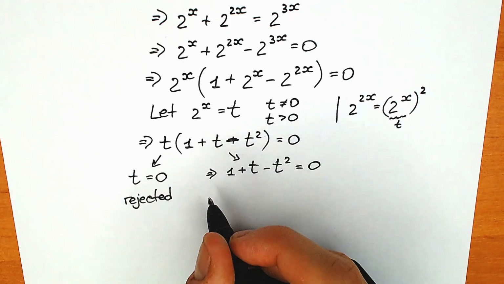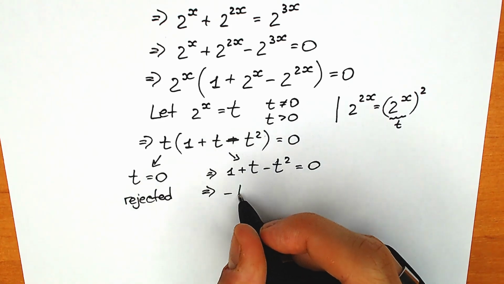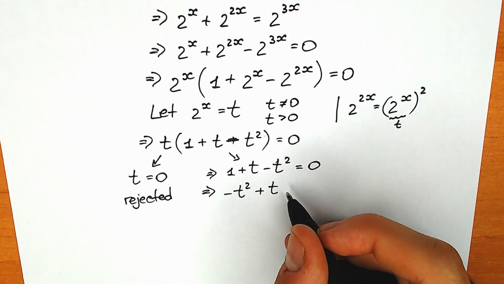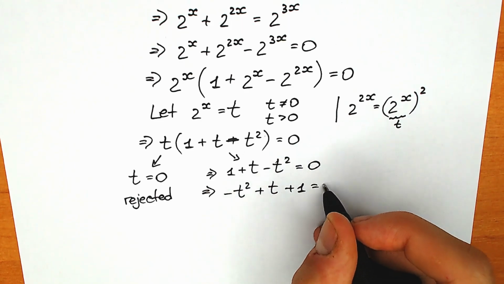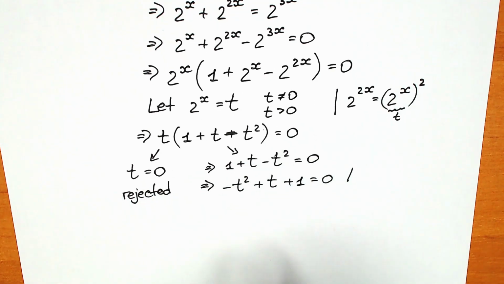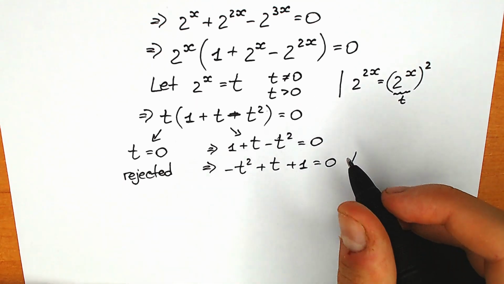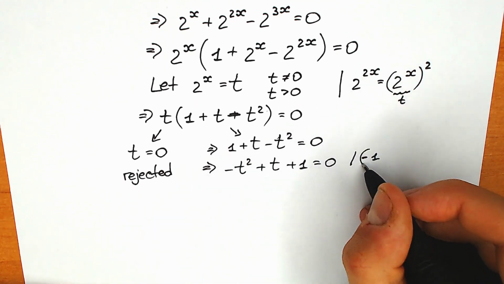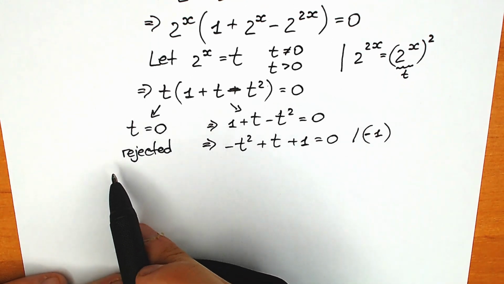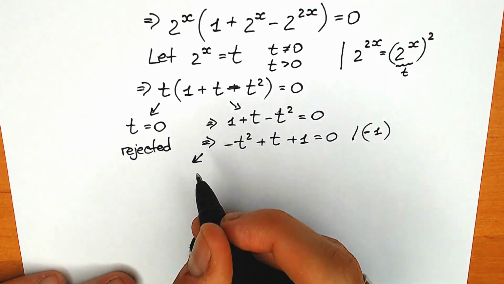So as a result, what do we have? We have minus t square plus t plus 1 is equal to 0. And of course, we're going to multiply it by minus 1 because we don't need this negative sign right here. So multiplying or dividing by minus 1 doesn't matter. I'm going to write it in the middle of the screen because I need a lot of space. So let's continue right here.